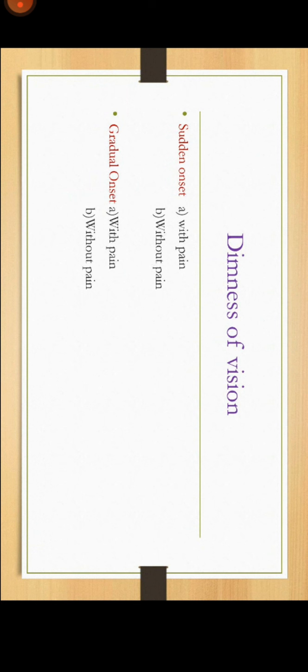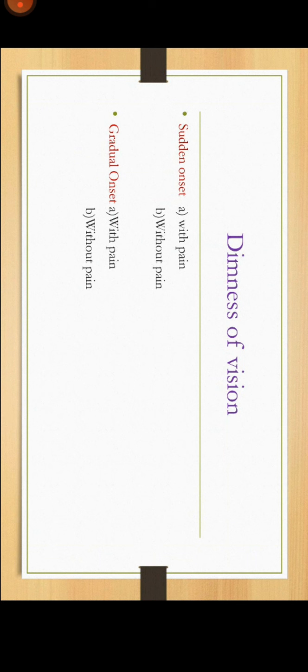Before going to the refractive errors, when a patient comes with dimness of vision, the most probable cause is refractive errors. Therefore, when they come with dimness of vision, we should keep in mind some points, that is, whether the dimness is sudden or gradual. If it is sudden, there are some diagnoses. If it is a gradual onset, other diagnoses are there.